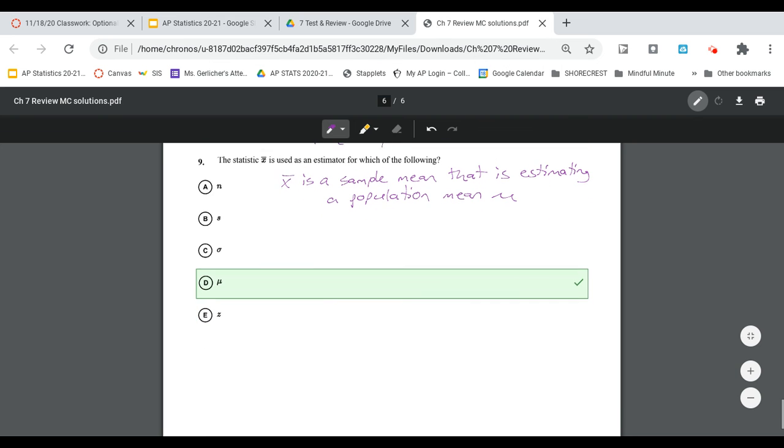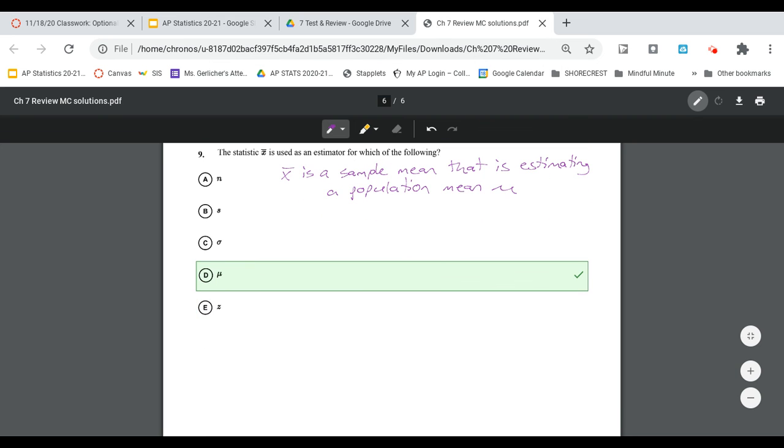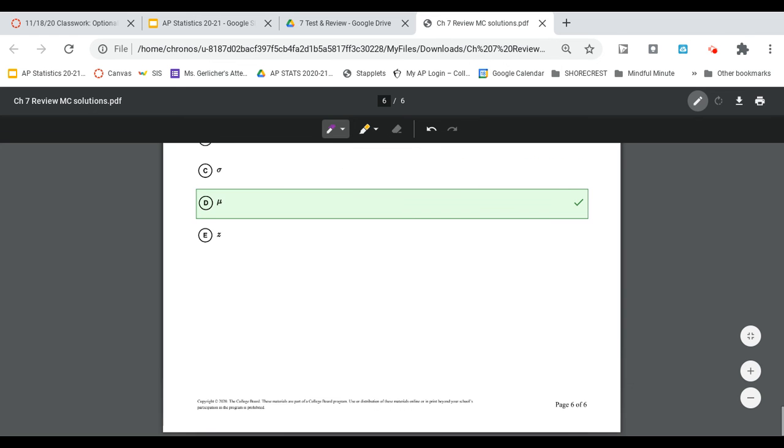Okay, and then 9 is really just notation, knowing that X bar is a sample mean, so a statistic, and mu is a population mean, so a parameter. There is some population mean out there, right? And you get a sample that is trying to estimate what that population mean is. X bar goes with mu. Okay, I think that's it.